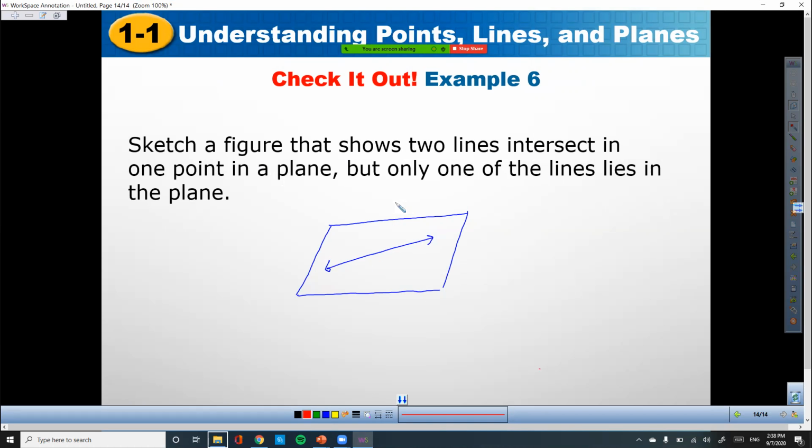So how will we draw that? I'll draw it like this. I have one line that's coming down. It intersects that plane at this point, but then it goes through the bottom of that plane right there. That's basically what this means here.